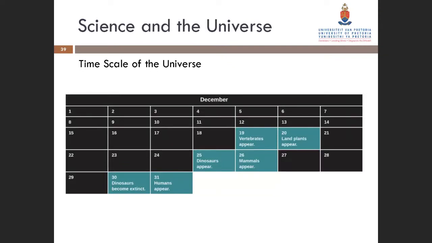Then in December, things start to happen fast. On the 19th of December, vertebrates appear. On the 20th, land plants appear. On the 25th, dinosaurs appear. On the 26th, mammals appear. On the 30th, dinosaurs become extinct. On the 31st, humans appear. That's just to put everything in perspective on a time scale of a year. Everything started out slowly, and all the exciting stuff happened in the last month.